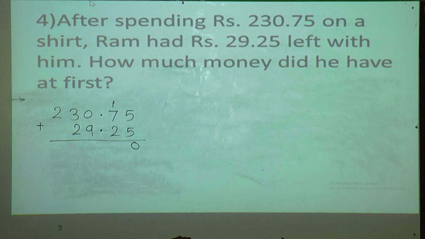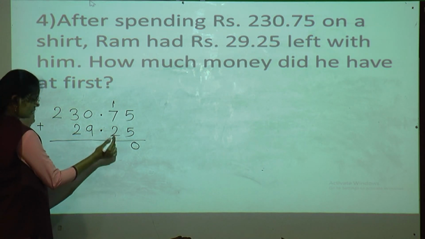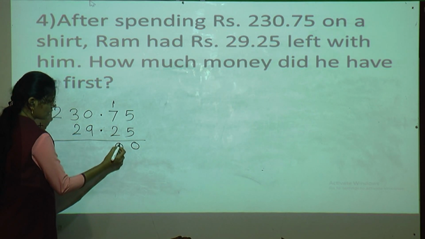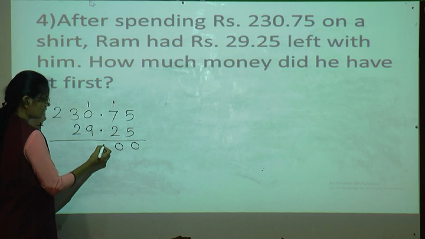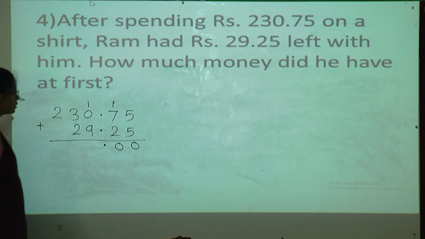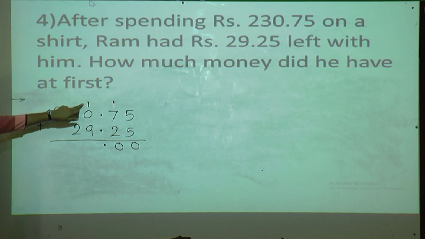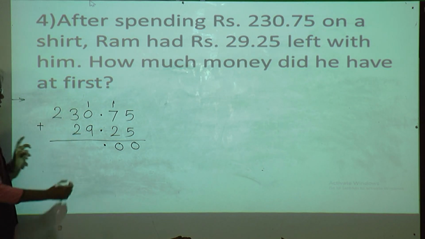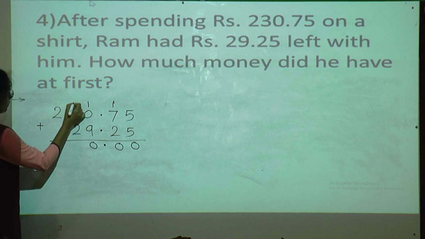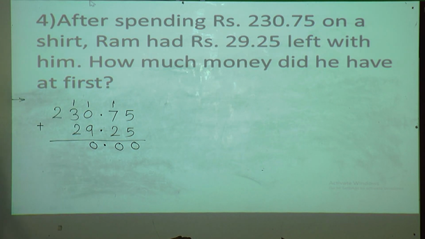Then 1 plus 7, 8. 8 plus 2, 10. Again 10, so here again we'll write 0 and 1 as a carry. See students, here dots are there, so here also we will give a dot. Then see here, 1 plus 0, 1. 1 plus 9, 10. So again here we'll write 0 and 1 as a carry to the next place.